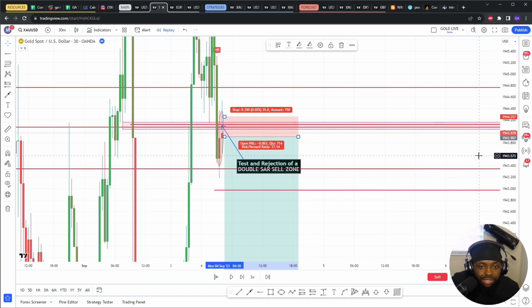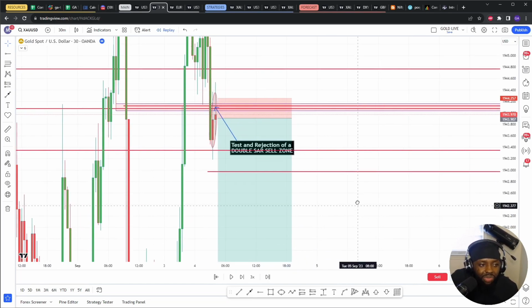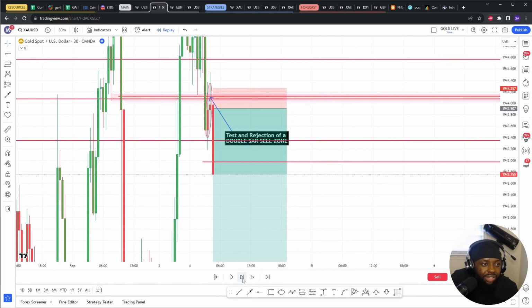That's a very tight stop. I don't even think... so a 3.5 pip stop. You can see, if you did a 3.5 pip stop and a 60 pip TP, that is like a 1:20 risk to reward right there. I don't know how this would have gone through, but let's see.